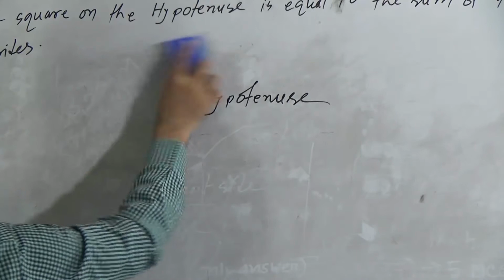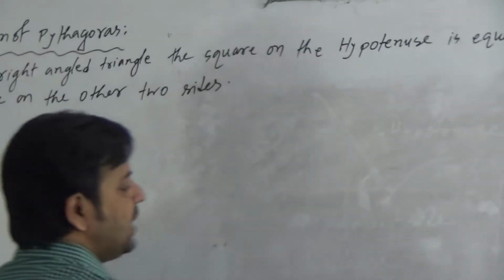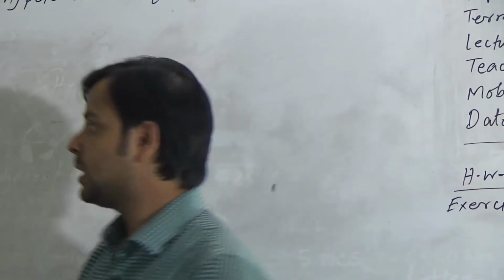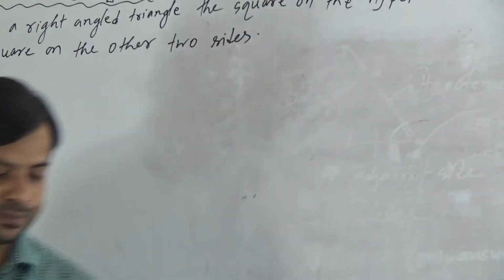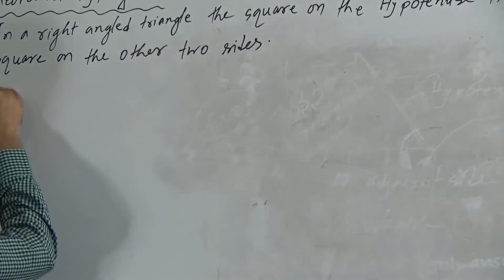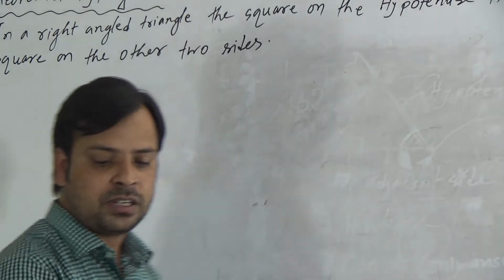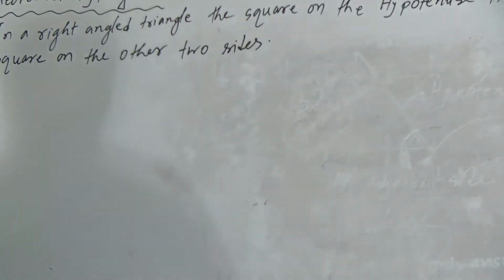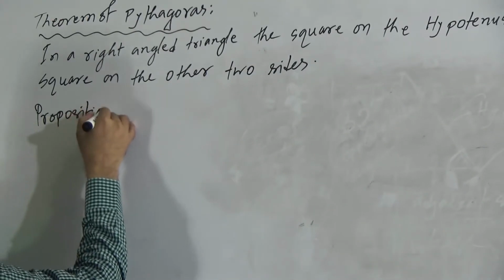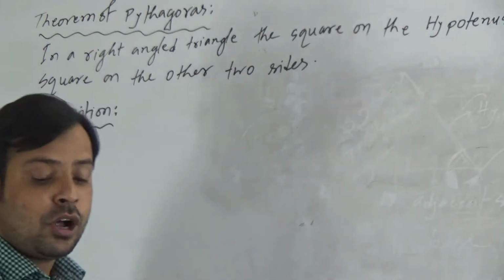Dear students, we can prove this theorem in many ways. In your book, there are 3 ways given. I'll show you the first one. Okay, dear students? So, see how can we prove this theorem. We can write here at first special nomination or particular enunciation or proposition.